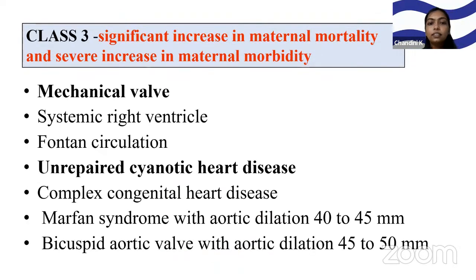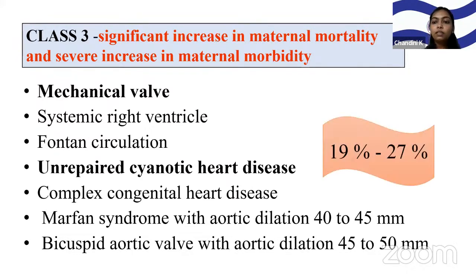In class 3, there is significant increase in maternal mortality and severe increase in maternal morbidity. This will include conditions where there is a presence of a mechanical valve, systemic right ventricular involvement, Fontan circulation, unrepaired cyanotic heart disease, complex congenital heart diseases, or a Marfan syndrome with aortic dilation 40 to 45 millimeters, and bicuspid aortic valve with aortic dilatation of 45 to 50. And the morbidity in these patients is 19% to 27%.